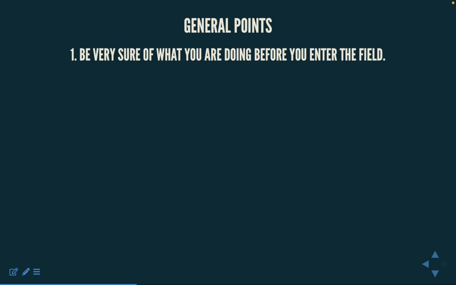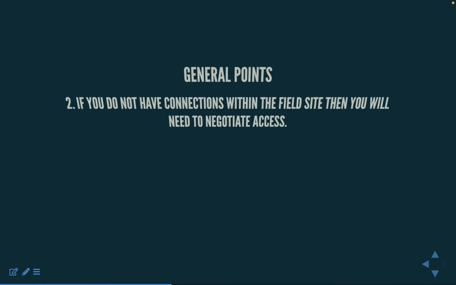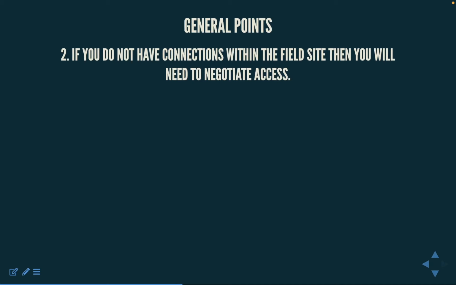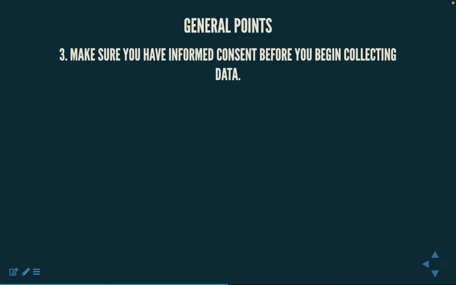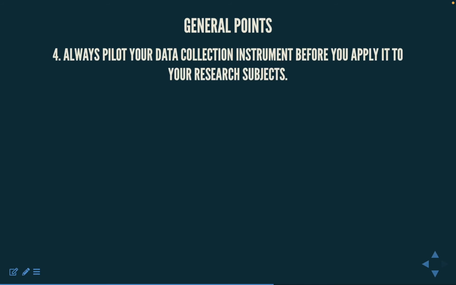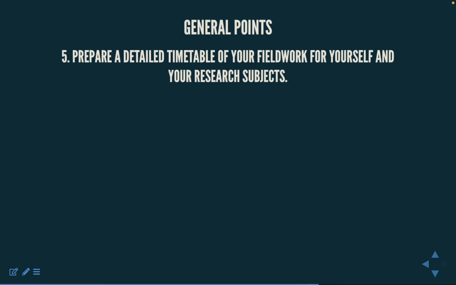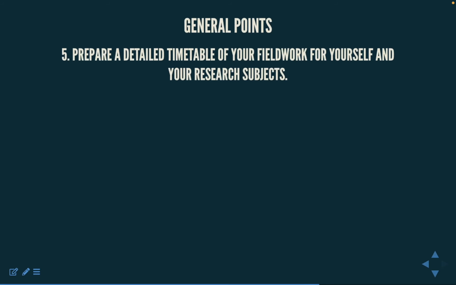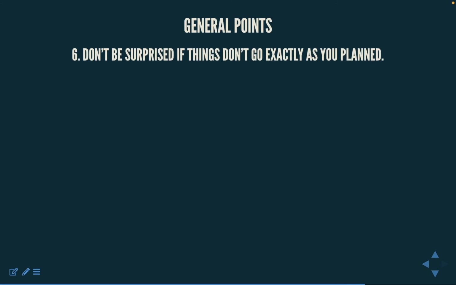Some general points. 1. Be very sure of what you are doing before you enter the field. 2. If you do not know or do not have any connections within the field site, then you will need to negotiate access. 3. Make sure you have informed consent before you begin collecting data. 4. Always pilot your data collection instrument before you apply it to your research subjects. 5. Prepare a detailed timetable of your fieldwork for yourself and your research subjects. 6. Don't be surprised if things don't go exactly as planned.